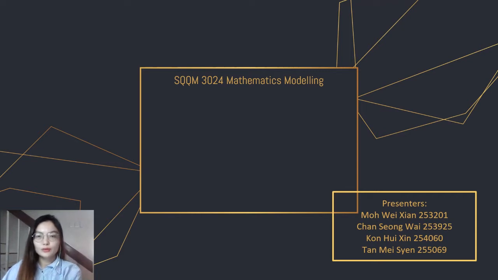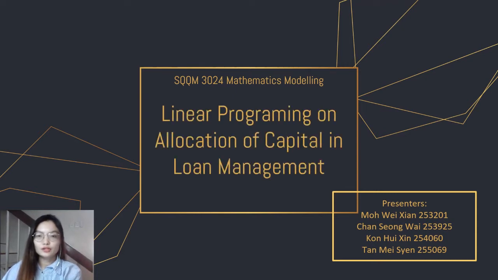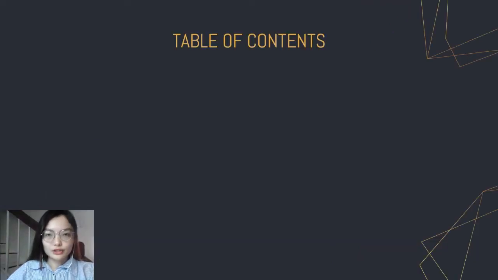Today, our group would like to give our presentation about the research paper with the title Linear Programming on Allocation of Capital in Loan Management. In our research content, we separate it into 5 parts.